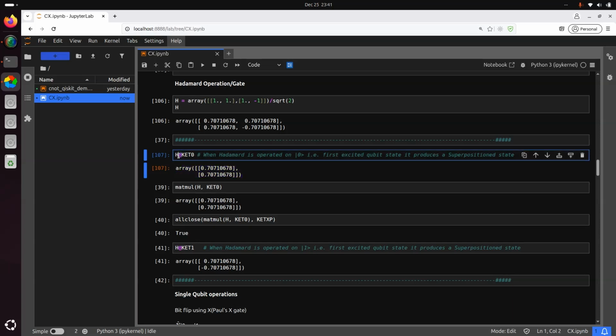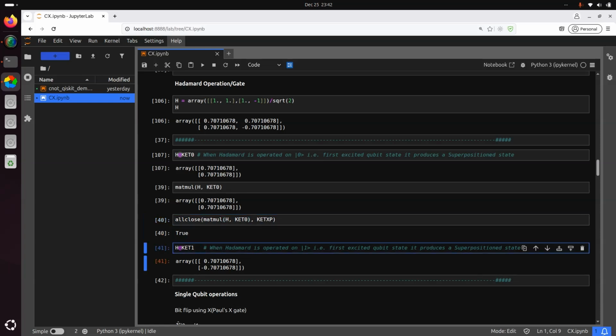So @ is a matrix multiplication. This is not like X or asterisk, which is an element-wise multiplication, whereas @ is a true matrix multiplication. We can also use np.matmul in place of it, and they both yield the same result. And here is the validation point to prove that when Hadamard is operated on ket 0, we end up with ket x plus, or the ket plus state.